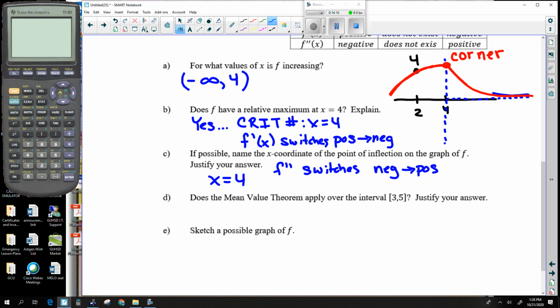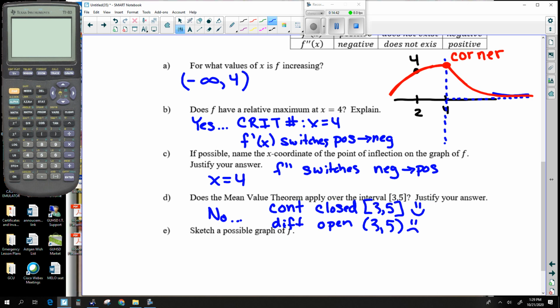Does the mean value theorem apply over the interval from 3 to 5? No. So again, there are two criteria that have to be met for the mean value theorem. It has to be continuous on the closed interval, aka square brackets 3 to 5, which it is. It's continuous, so that one's good. And then it has to be differentiable on the open interval 3 to 5, which it isn't. It is not differentiable because of the sharp corner right there. So the mean value theorem does not apply.